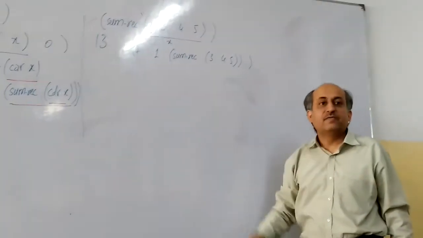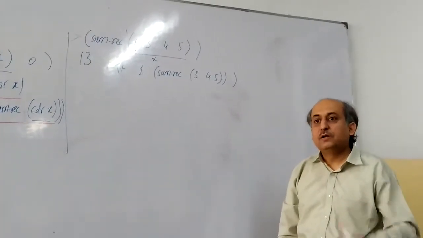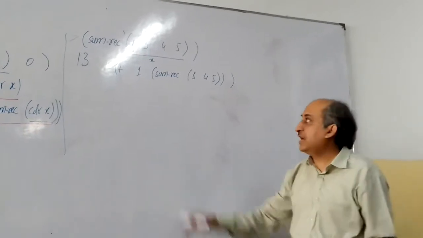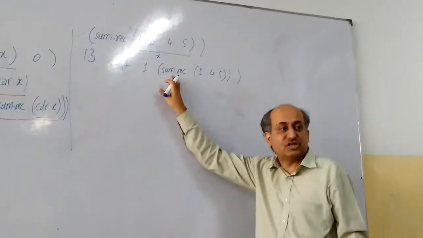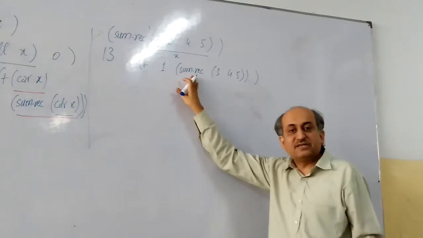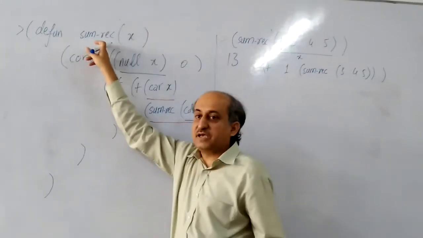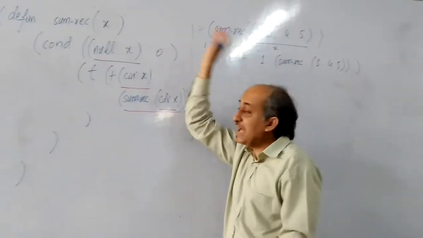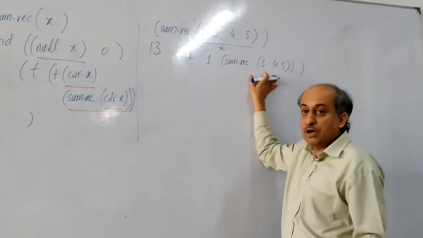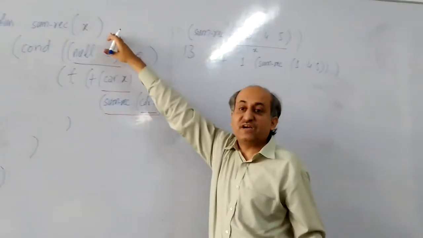And for sum recursive, the LISP interpreter will try to find out its definition. Where is the definition of the sum recursive? This is the definition of the sum recursive. So control of execution will match this call with the header line of that function.